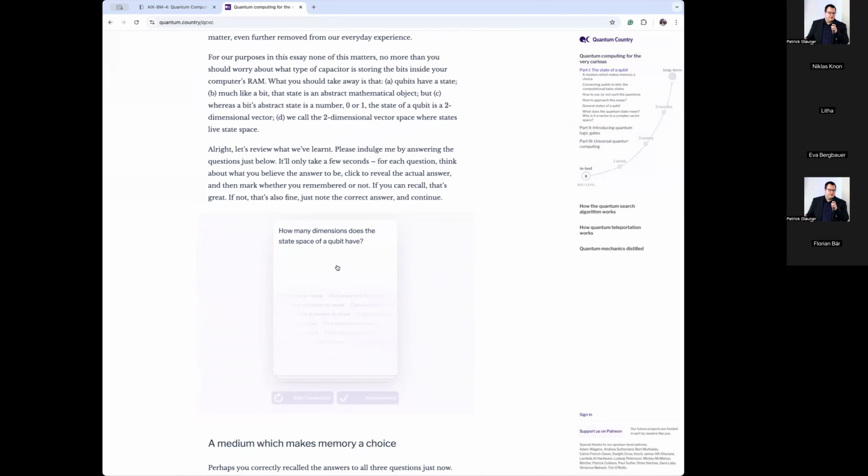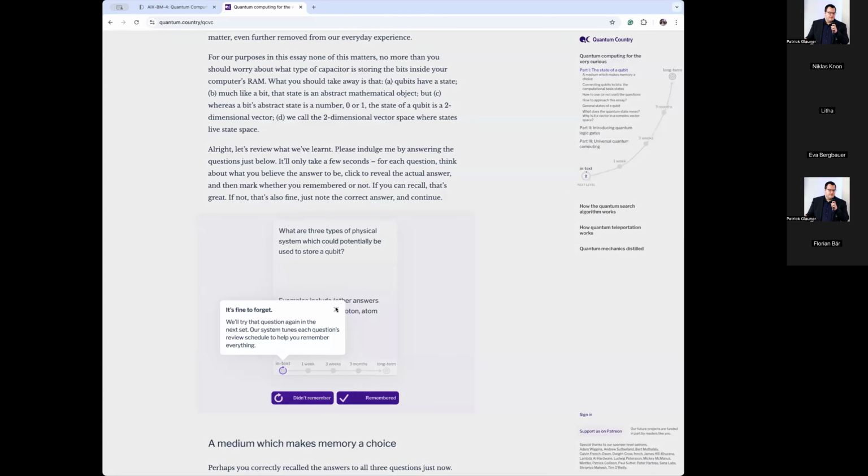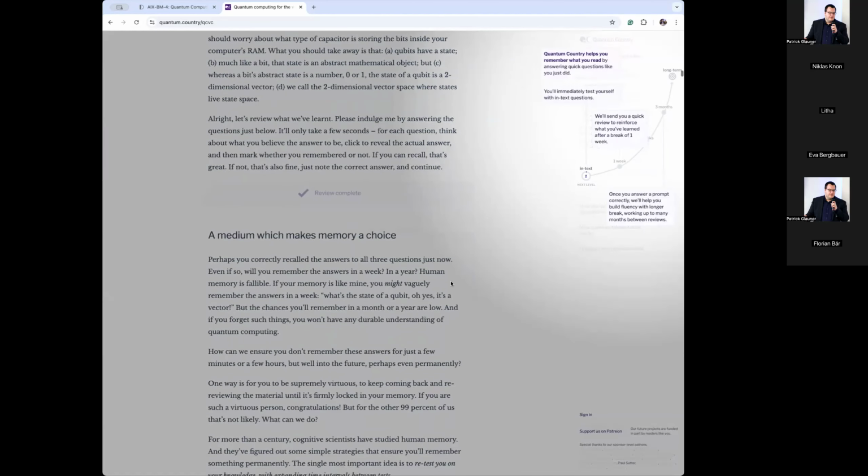And in here, there are questions that you need to answer. The question was, how many dimensions does the state space of a qubit have? And I already clicked on it. We said we remembered it. Now the question is, the state of a qubit is a two-dimensional V what? It's a vector. We remembered it. What are the three types of physical system which could potentially be used to store a qubit? We had looked at that in the course before. Electrons, photons, atoms. Say, now you didn't remember this. And it's perfectly fine if you forgot this.